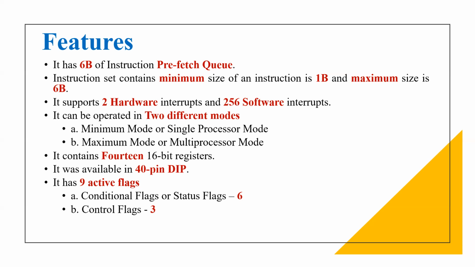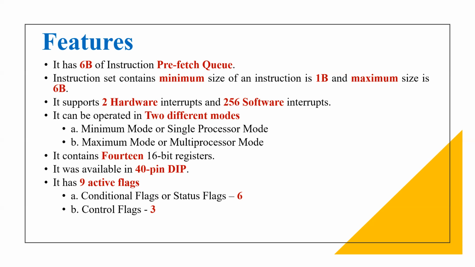And coming to the last point, it has 9 active flags. Again, we further classify them into two groups. The first group is called conditional flags or status flags. Their count is 6. And another group is control flags. Their count is 3. I will give a little information here regarding the conditional flags as well as the control flags.